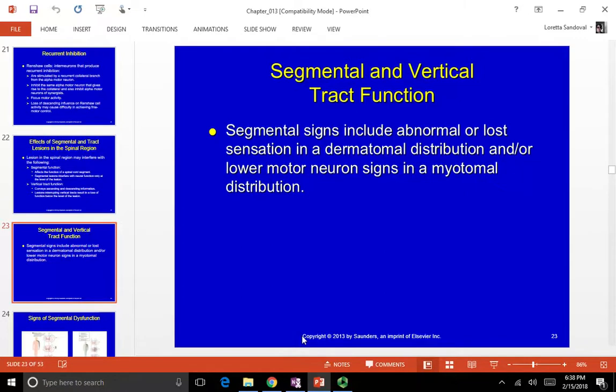So segmental signs include abnormal or lost sensation in a dermatomal distribution and/or lower motor neuron signs in a myotomal distribution. So as you know, a dermatome is the cutaneous area that is innervated by a single nerve root, and a myotome is the muscles that are innervated by a single nerve root. So that makes sense. If you have a segmental lesion, it affects an individual spinal segment, and so you're going to get a dermatomal or myotomal distribution.